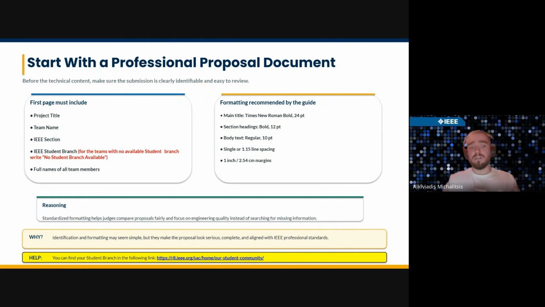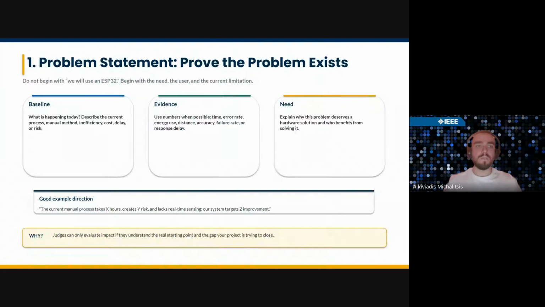Now, some help that you might need. You can find your student branch in the following link. These slides will be sent to you, so you can find it in case you haven't found it before or that you might think that it's wrong and you want to fix it.